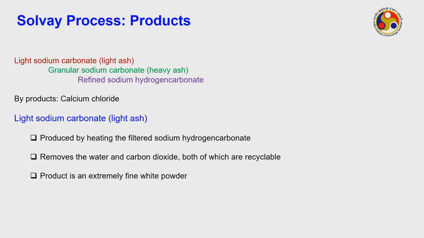So what are the products? As I told you, you have the light sodium carbonate, the light ash, granular sodium carbonate, heavy ash, and the refined sodium hydrogen carbonate. And what is the byproduct? It's only calcium chloride. So what is light sodium carbonate or light ash? It is produced by heating the filtered sodium hydrogen carbonate, which I just told you in the previous slide. We remove the water and carbon dioxide because we know these two are sent back. Carbon dioxide is recyclable; it is sent back to the compressor and to the Solvay tower. The product then becomes an extremely fine white particle. The particle size is very small in the case of light ash.